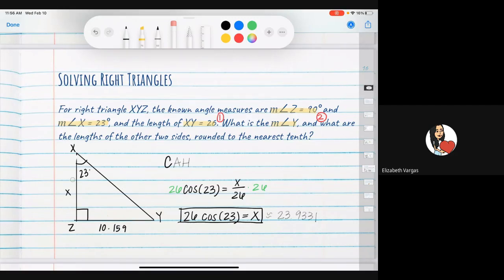So our triangle would end up looking like this. And this was 67. Okay. Does anyone have any questions on how I went about solving the second part of this problem?